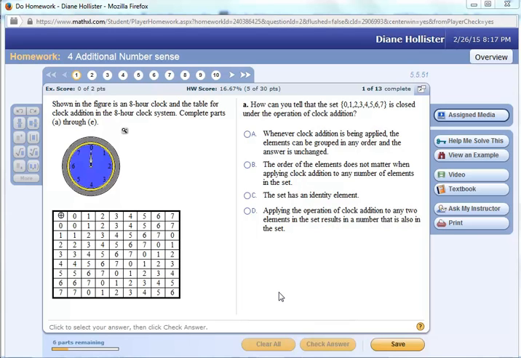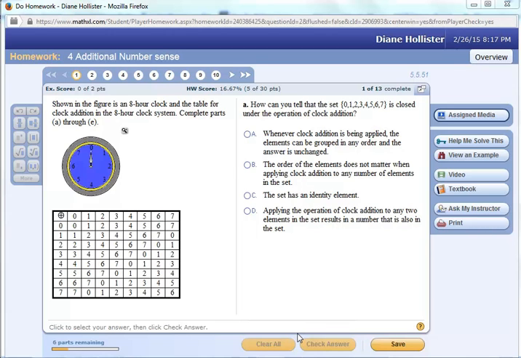The answer is yes. However, if you are dividing integers, such as 2 and 10, you do not end up inside the same set because 2 divided by 10 is a rational value, so that's not an integer, so we would say that set is not closed under division.